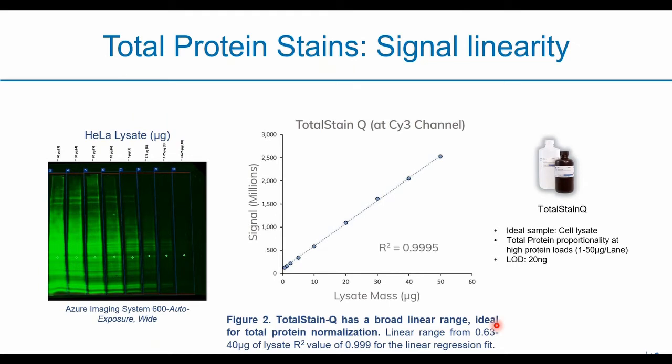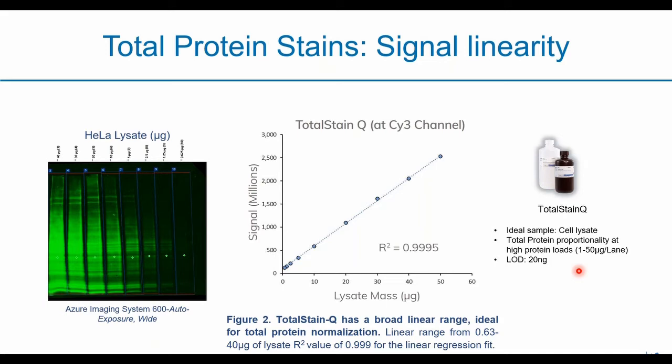Signal linearity, I'll be using Total Stain Q as an example. Total Stain Q is from Azure Biosystems, where it says the ideal cell type for this staining is cell lysate. It works best for high protein loads, for example, ranging from 1 to 50 microgram per lane, and the detection limit is 20 nanogram. So if your protein load is in this range and you're using cell lysate, then Total Stain Q might be the choice of your total protein stain. Okay, so this is, like I said, the criteria you consider.